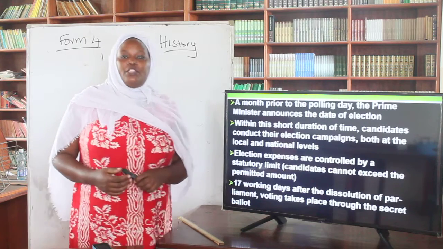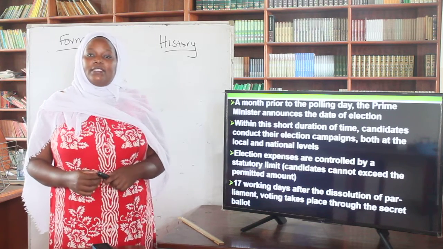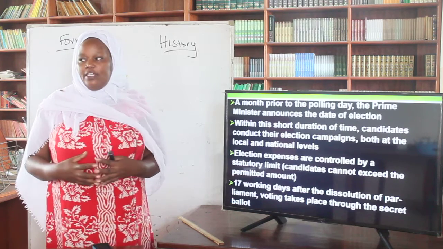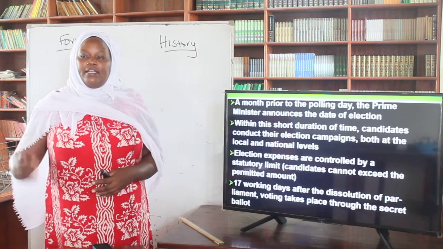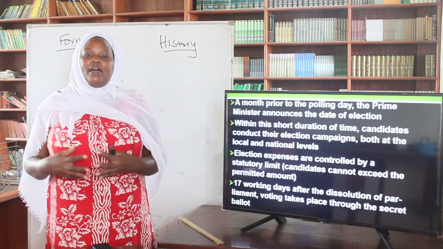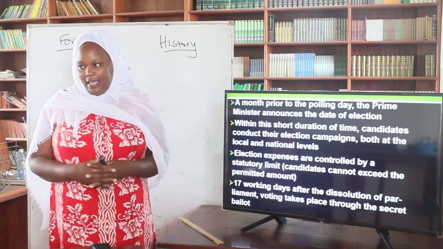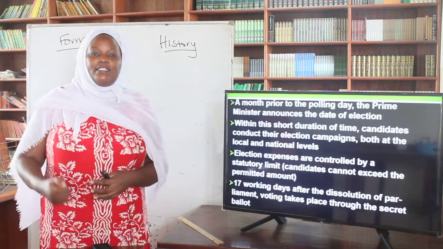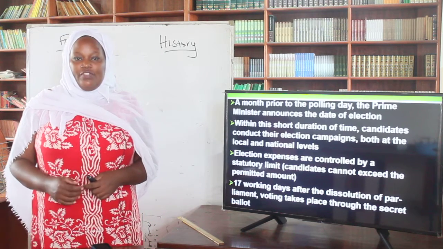So a month prior to the polling day, the Prime Minister announces the date of elections. This one is key here. I need you to understand that. Like here, whereby we are able to know the dates of elections, in Britain, it's a hidden card, and it's only the Prime Minister who has it and can release it anytime when he feels like.